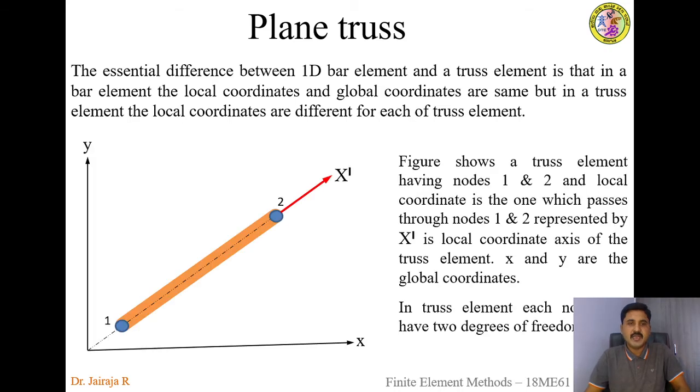Say for example, this is the truss element formed between node 1 and node 2. x and y are the global coordinates and x dash is the local coordinate. If I want to define a truss element, I need local coordinate as well as global coordinate. In truss element, each node will have 2 degrees of freedom. Say at node 1, it can move along x direction and it can also move along y direction. Similarly, at node 2, it can move along x direction and y direction.